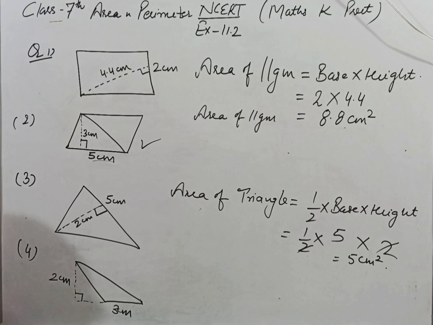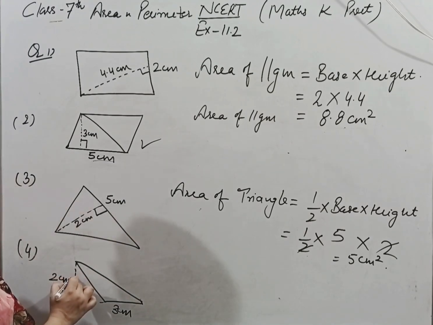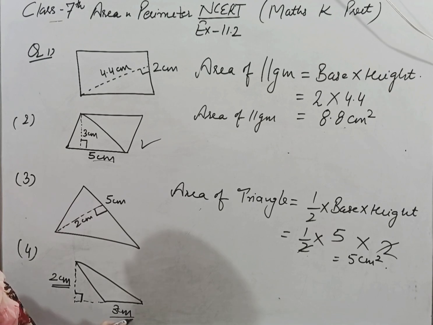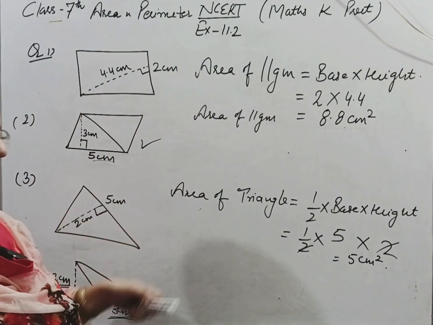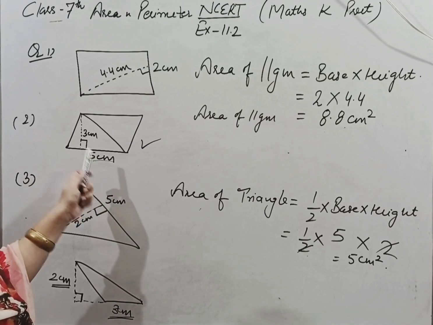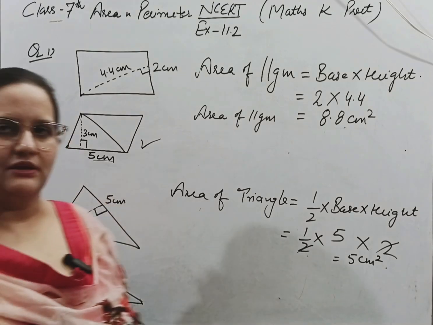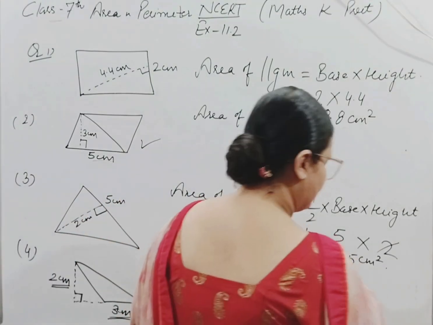So these are just the basic questions. This is the second diagram for the triangle. Here the 90-degree angle is given and height is 2 centimeter on the base. What is the base? 3 centimeter is given. So directly half into base is 3, height is 2. We can calculate the area for this triangle as well. Very simple, basic questions: how to put the values and how to check which height is appropriate to write. So in these questions, base is given and the related height is given, so directly we can put the values and get our answer. Let's see the next question.